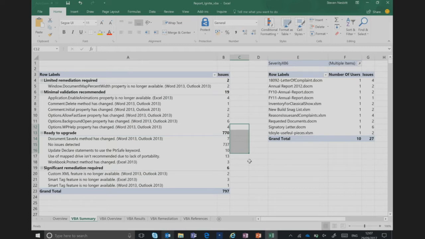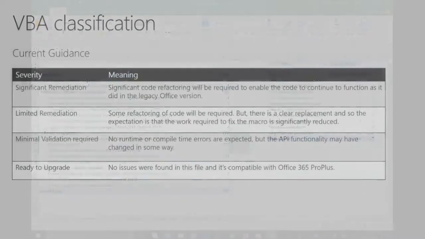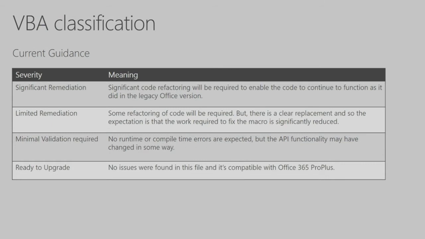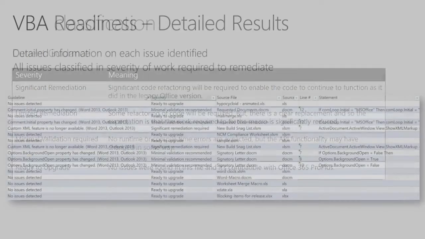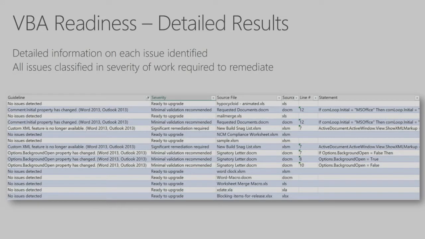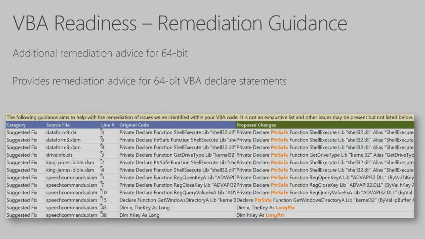Okay, so let me just move on a second. I'll go back to my presentation. That's working. Yep, okay. So what I've done in the deck is there's actually examples of this reporting. So you can actually take these back and you can get an understanding of what it's expected to look like when you run it. So there we've got the overall view and then the actual remediation guidance for 64-bit VBA declare statements.